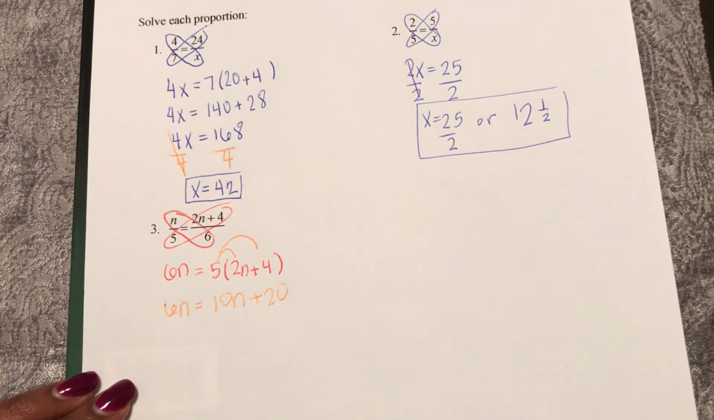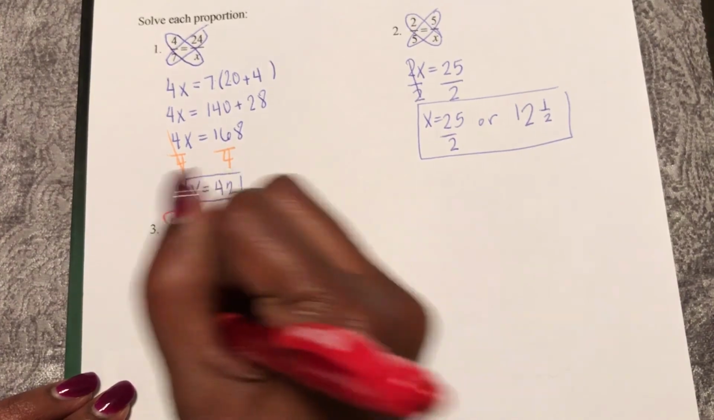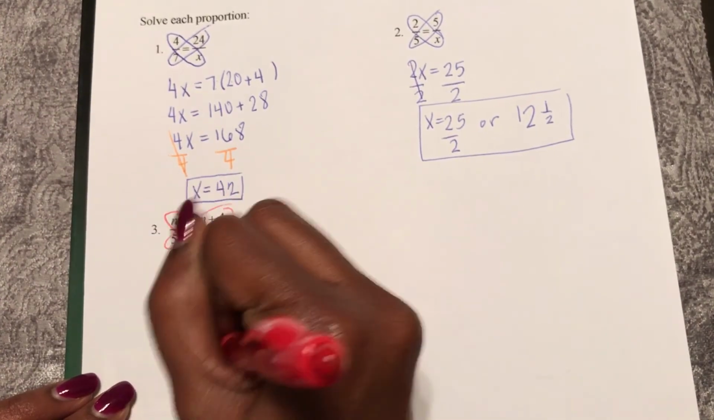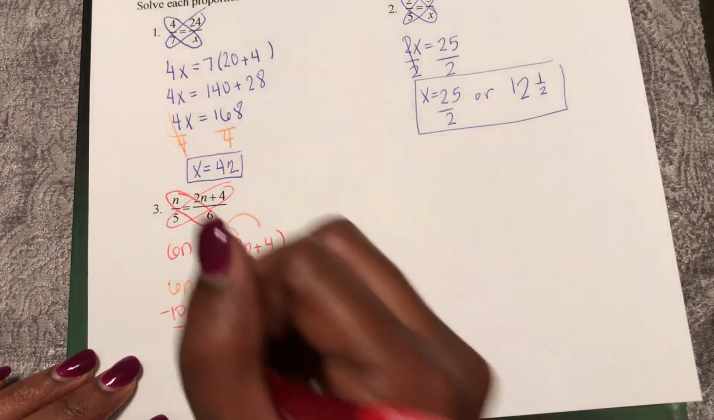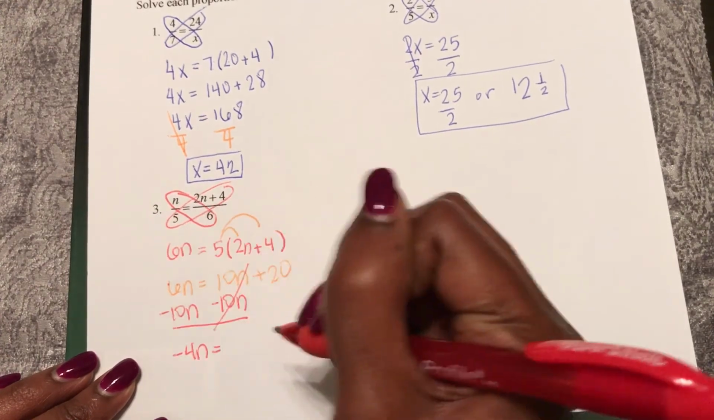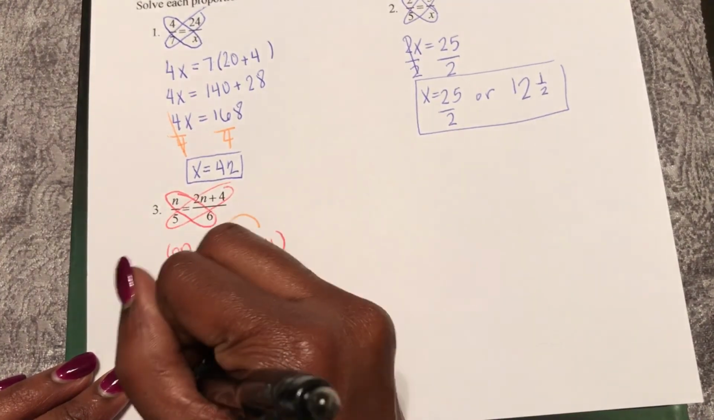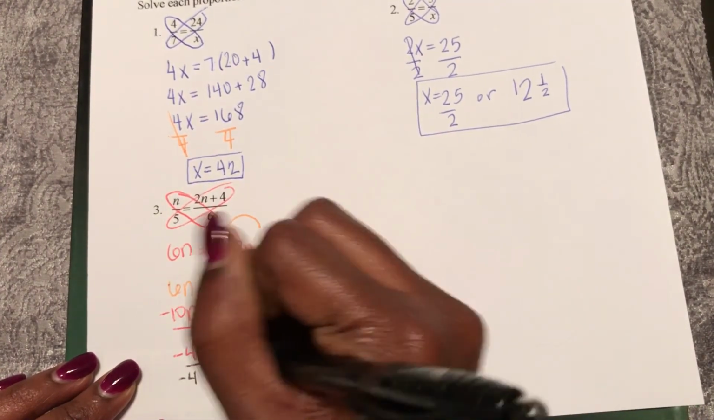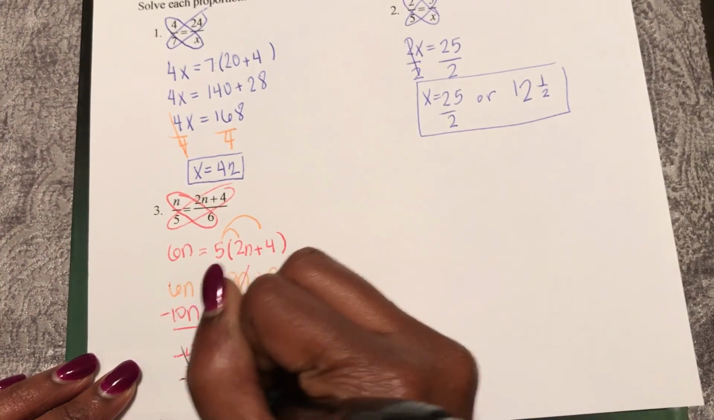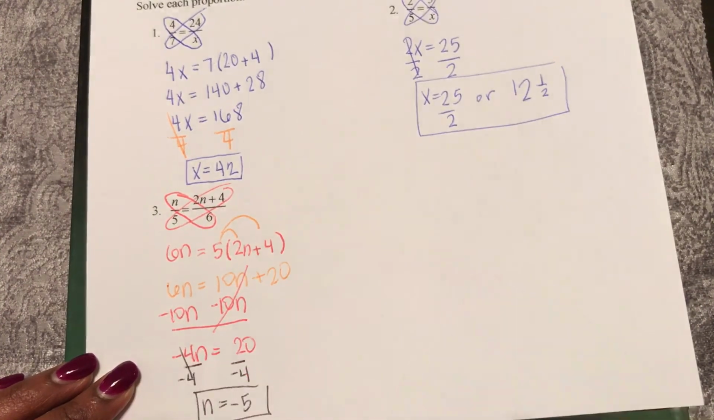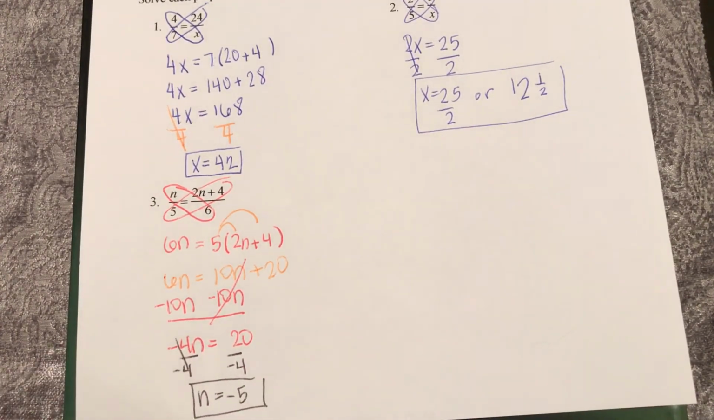Variables on both sides of my equation. I'm going to subtract 10n to the left. 6 minus 10, negative 4n equals 20. Almost there. My last step to isolate n is to divide by negative 4 on both sides. N equals negative 5.